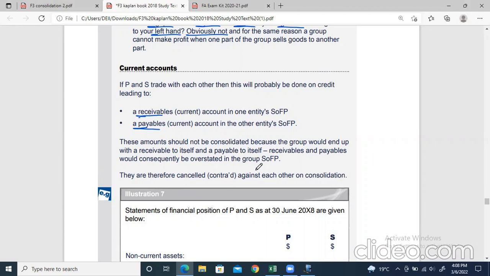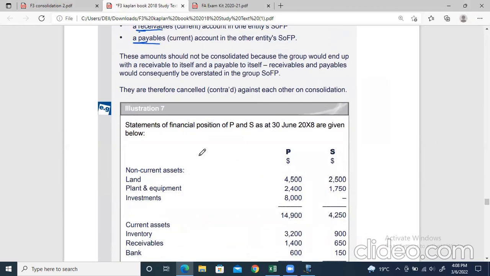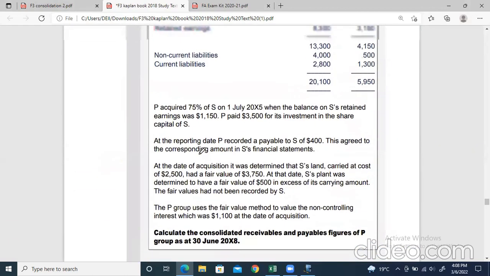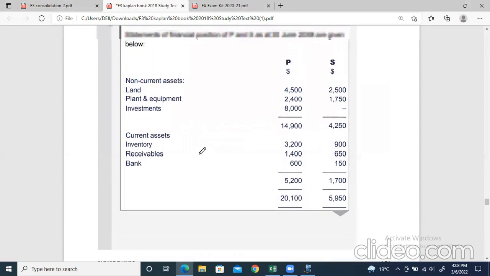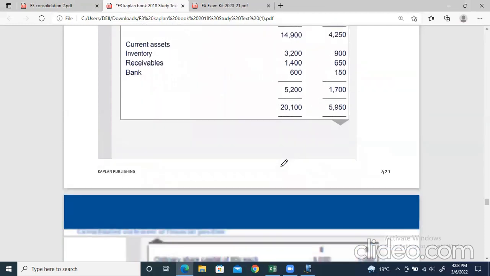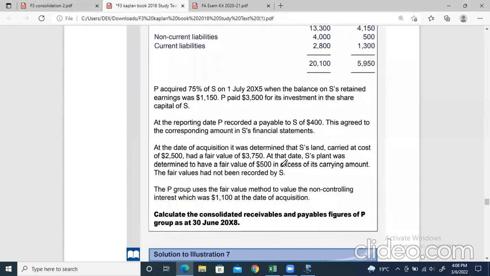Let's take a look at this example. This is illustration 7, right? And let's see what it has done over here. So this is the whole question. Normally you will not be given this much in the exam, because this is just for explanation, right? Most of the things in the study text are just for building your understanding, not for testing you in the exam, right? For testing in the exam, the exam kit is more necessary. Okay, so all of this information is given.